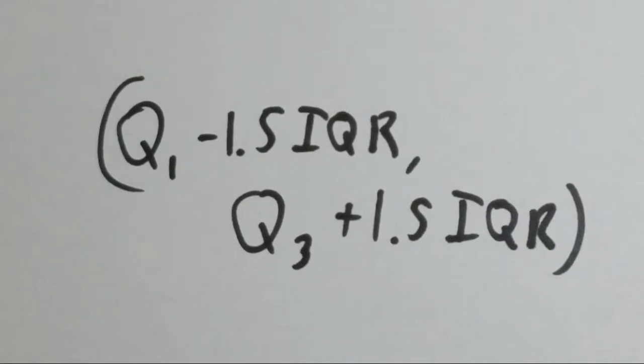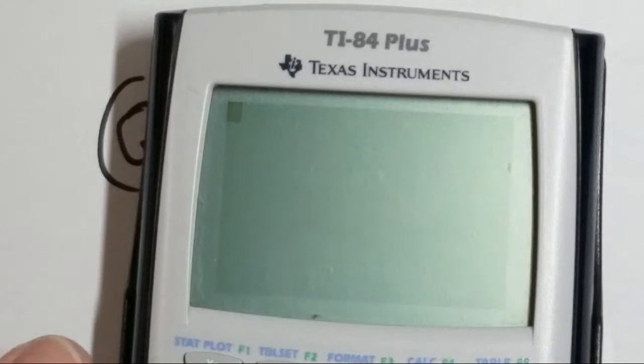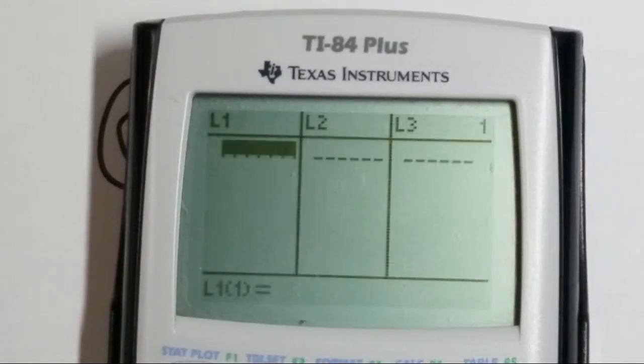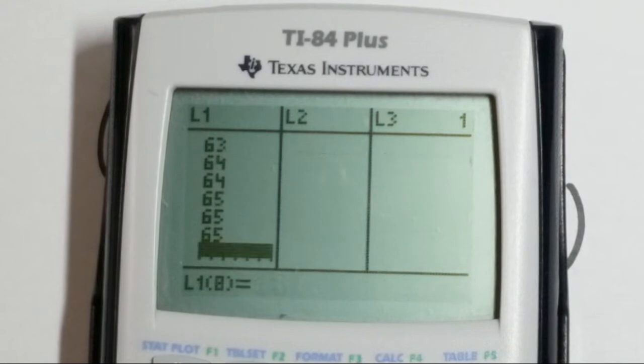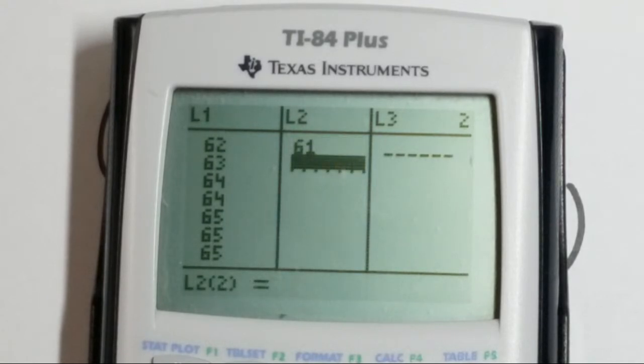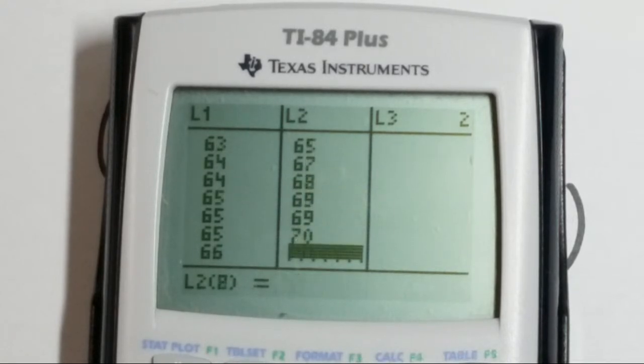So, let's take a look. Let's reset that. Let's go here. So, race 1: 62, 63, 64, 64, 65, 65, 65, 66, 68, and 70. There's race 1. There's race 2: 61, 65, 67, 68, 69, 69, and 70.